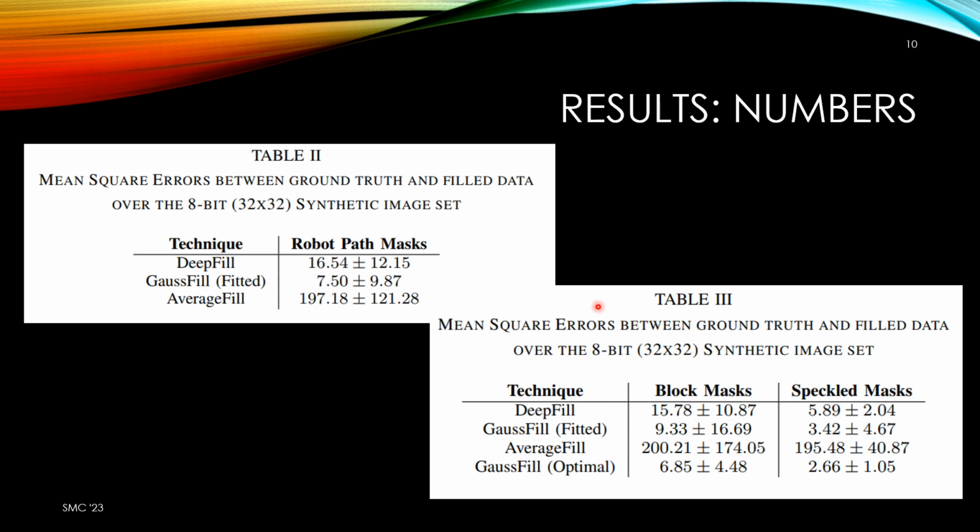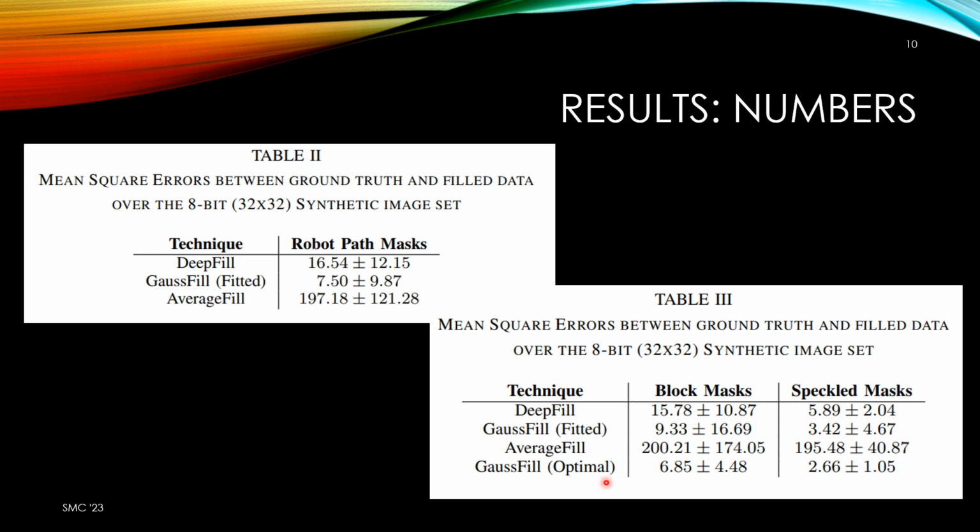One thing to note here, as block mask, it is the one block of the whole picture that is missing. Remember that yellow block that I have shown in the earlier slides. So finding or filling those pixels is a difficult task because so many pixels have to be filled at the same time. On the other hand, with speckle mask, every algorithm performs better.